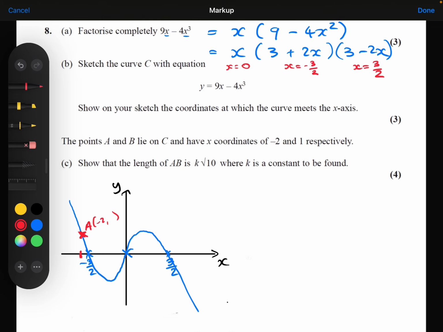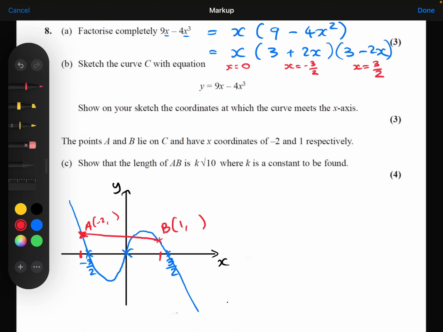The coordinate B has got an x coordinate of 1. So 1 is going to be roughly about here. Again, remember this is 1.5, so 1 is going to be a little bit below that. So therefore, point B is here with x coordinate 1. And I want to show that the length of the line AB, so the length of this line, is k root 10, where k is a constant to be found.